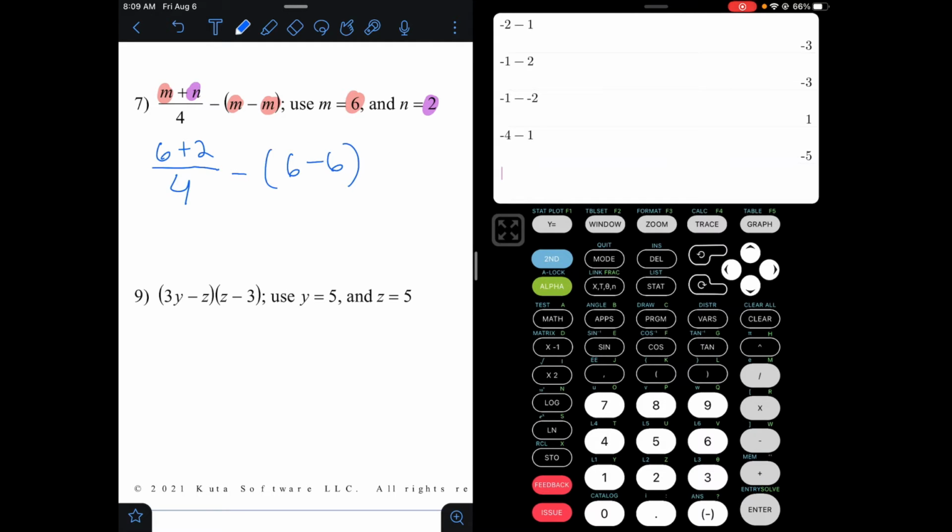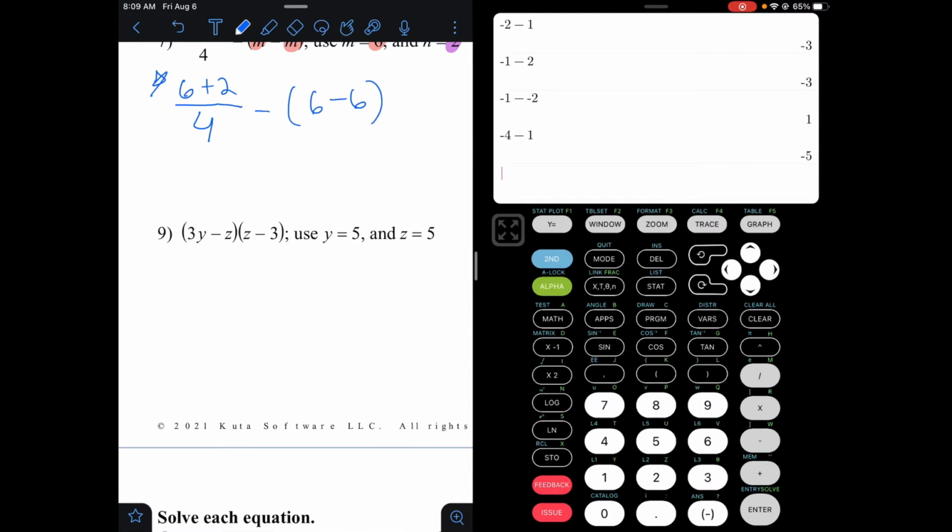All right, so according to PEMDAS, what do we have to do first here? Think about PEMDAS: parentheses, exponents, multiplication, division, addition, and subtraction. What operation am I going to do first? So we're going to do the parentheses first, which is going to be the 6 minus 6, which is going to give us 0. So we end up with 6 plus 2 over 4 minus 0. All right, awesome.